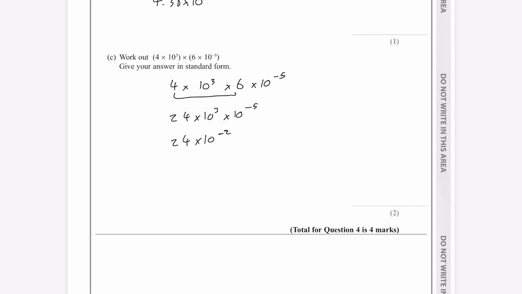And as an ordinary number, we're going to hop the decimal 1, 2 to the left, so that's 0.24. But the question wants it in standard form, so we're going to hop the decimal 1 to the right, so that's going to be 2.4 times 10 to the power of minus 1.